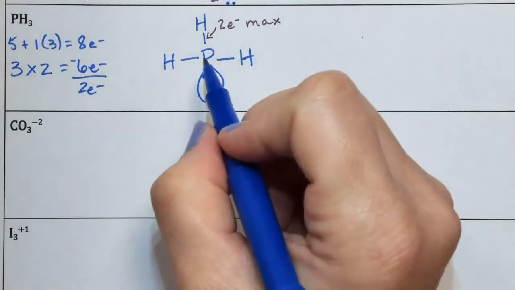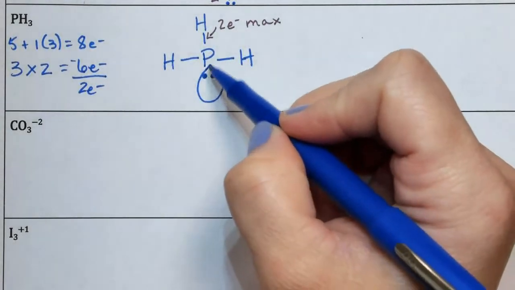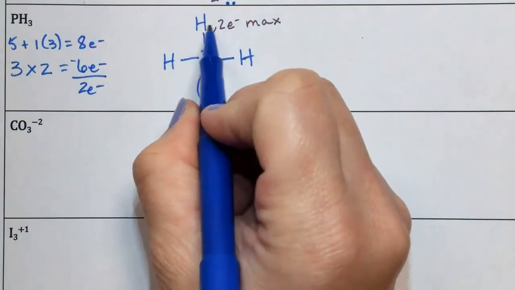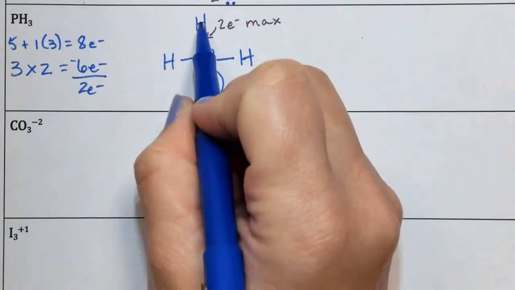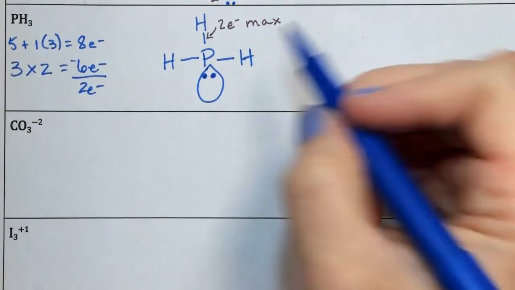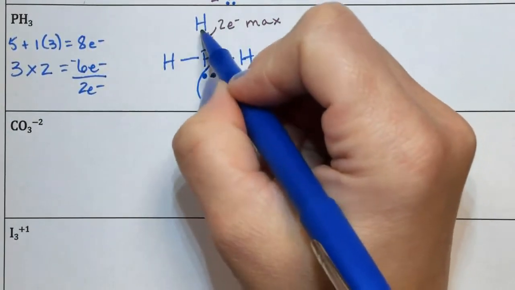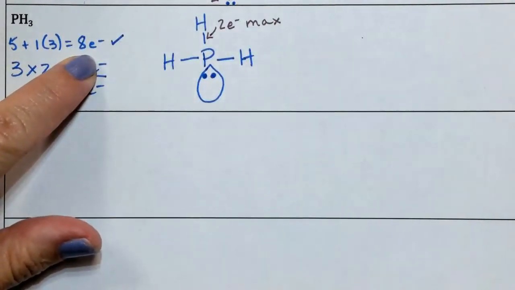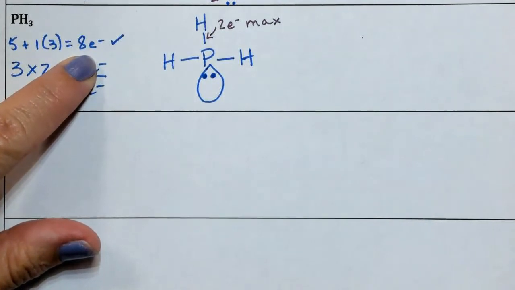Now we want to make sure everything has an octet. We have 2, 4, 6, 8. Phosphorus is good. And then each hydrogen should just have a duet, or 2 electrons: 2, 2, 2. So now I can count my total. I have 2, 4, 6, 8, and that matches my original 8 electrons.